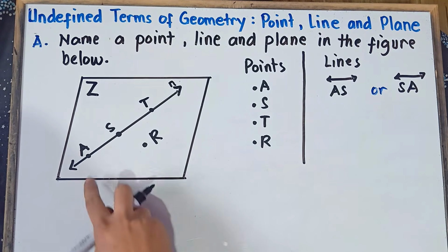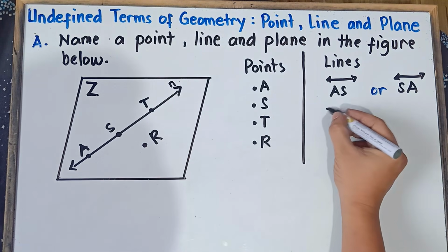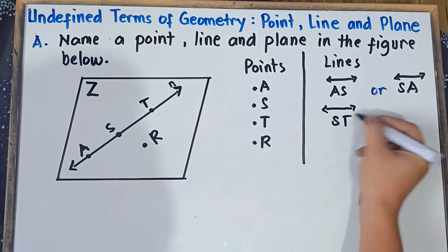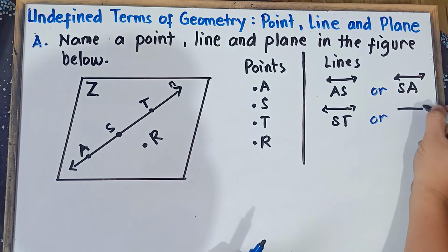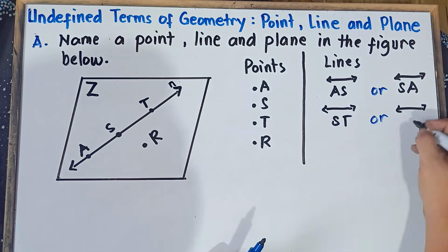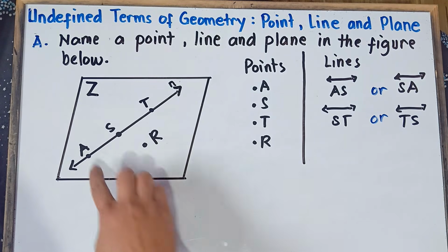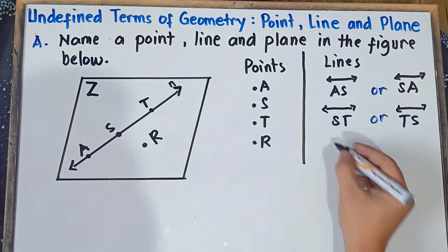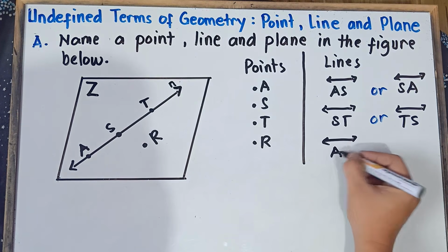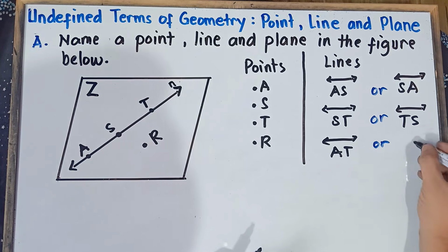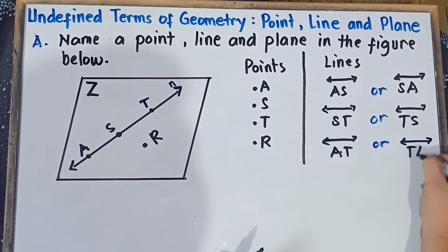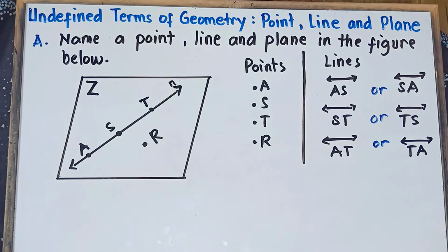Alright, and then we have line ST. So line ST, or we can write TS. This is just the same. Line TS. So either of these two, class, you can choose this one or this one. Or we can have line AT. So line AT or line TA. Alright, so we have line AS or SA, line ST, and then line AT.